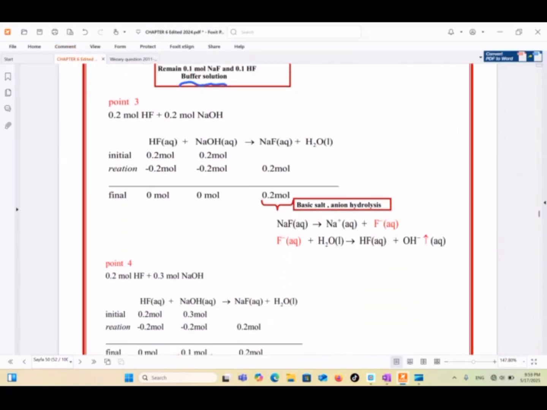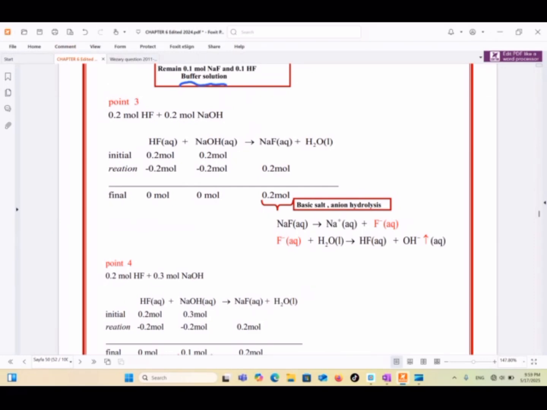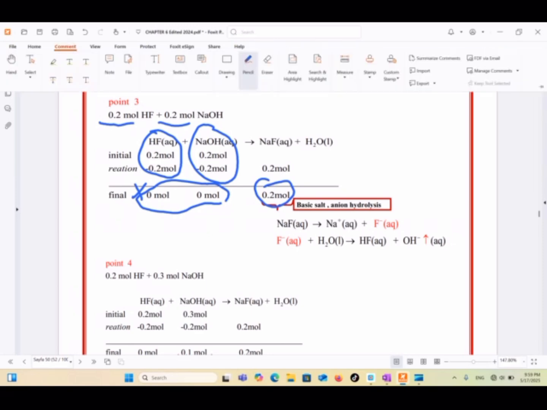Let us talk about the other combination when they are equal. Do they form a buffer solution? No. Why? Because HF completely consumed the NaOH. There will not be any amount of the weak acid here. Only the salt remains. So it's not a buffer solution, guys.